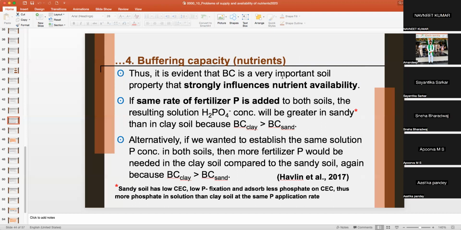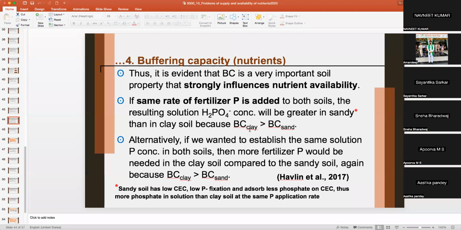If the same rate of fertilizer P is added to both soils, see, a very interesting fact. If the same rate of phosphate is added to two kinds of soils, the resulting solution H2PO4 concentration will be greater in sandy soil than in clay soil because of the higher buffering capacity of clay than sand.